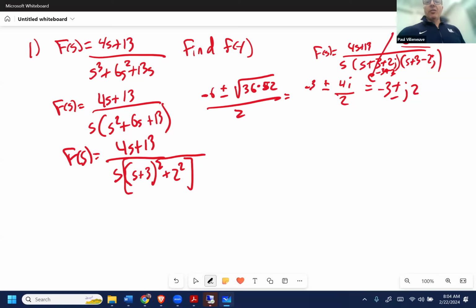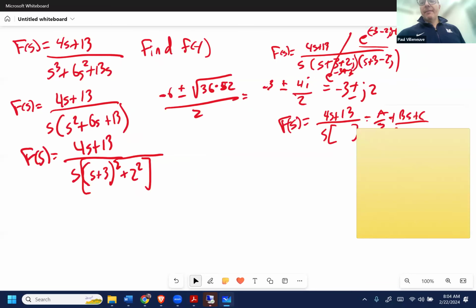Now, some people also did F of s with partial fraction expansion. They did A over s plus Bs plus C all over this. And that was fine. You would have ended up with some sines and cosines, but that's perfectly fine as long as you did it correctly. It's just more work, in my opinion, because you can't use our techniques. So if that's what you wanted to do, I don't have an issue with it. As long as you showed your work, that was okay.